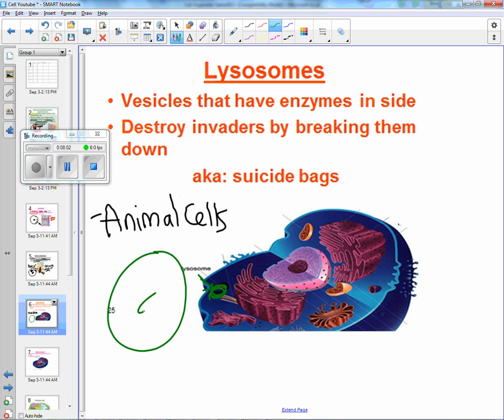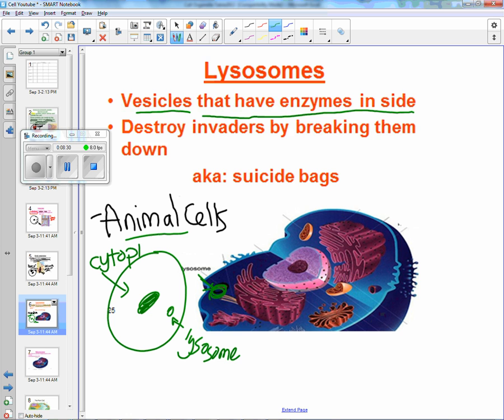So if I was drawing a picture, I was drawing a nucleus, and then this, I have a dot. That looks like a lysosome. It looks exactly like a vesicle. Okay? The difference is that it is a vesicle, so it's found in all animal cells. Its structure is a vesicle with enzymes inside. It's in the cytoplasm. This is the cytoplasm. And its function, the important part, is it destroys invaders by breaking them down.